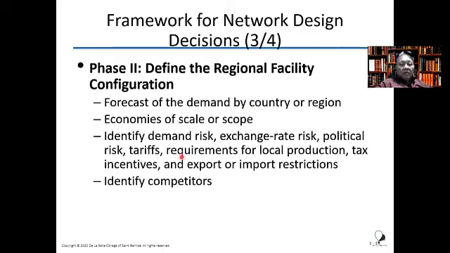Okay, phase two is what I mentioned earlier. It talks about developing a forecast and, of course, determining the economies of scale or scope in operating, whether you produce in large numbers or for a specific targeted market. Identify demand risk, exchange rate risk, political risk, all the risks, and of course, lastly, your competitor.